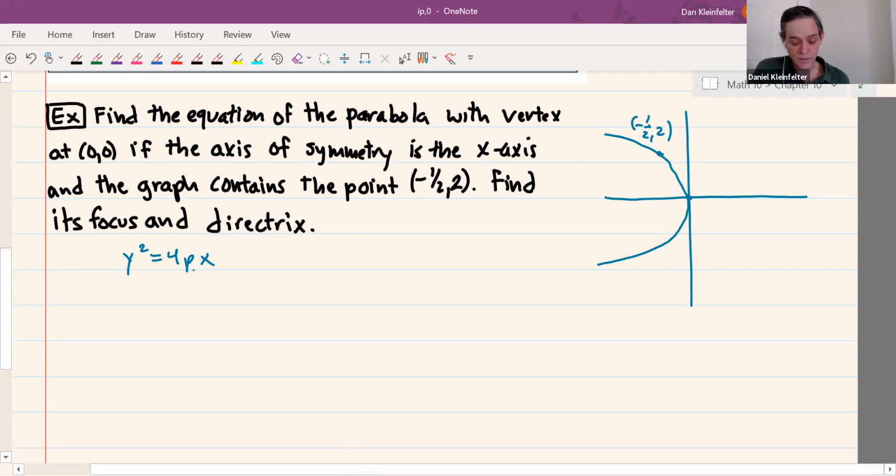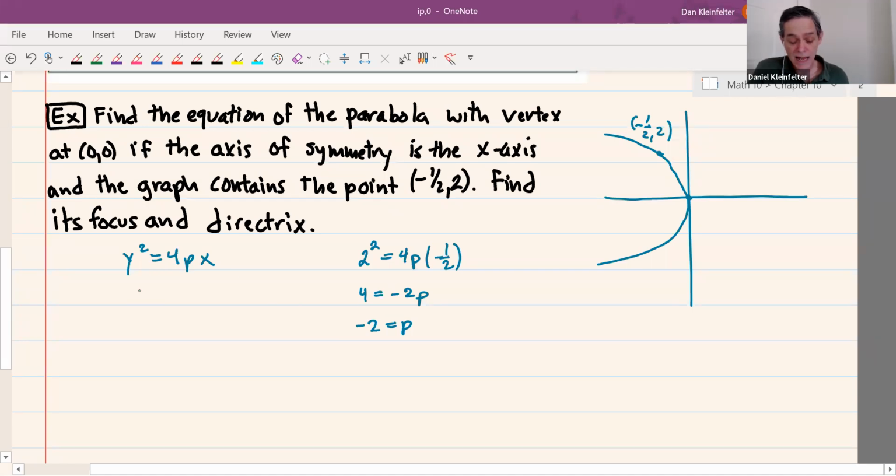And so p will be, well, we've got to figure that out, right? So how can you find the p? The only other piece of information we have is the fact that this thing passes through the point -1/2, 2. So we'll replace the x by -1/2 and the y by 2 and solve for p. Okay, looks like our p has to be -2.